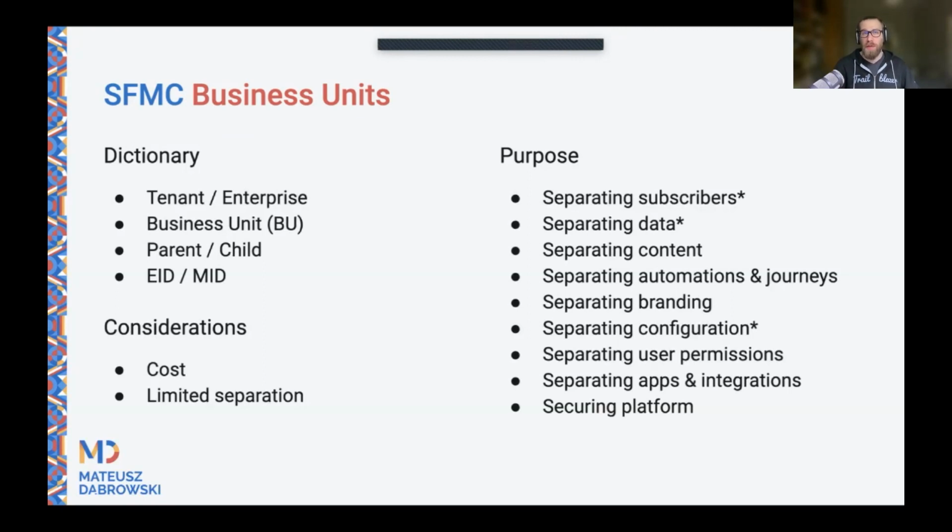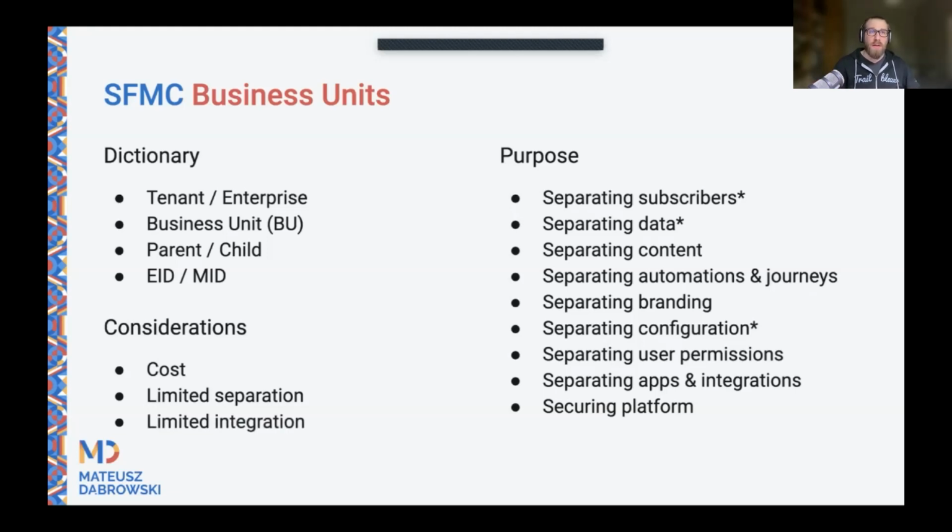This is especially problematic because the parent, in many cases, has the data for many business units. Like the all subscribers list on the parent will contain subscribers from every single child. So the consideration here is that if you need 100% limited separation of the data, without any exceptions, business units will not be enough. You will need a separate Marketing Cloud account, just like a separate Marketing Cloud.